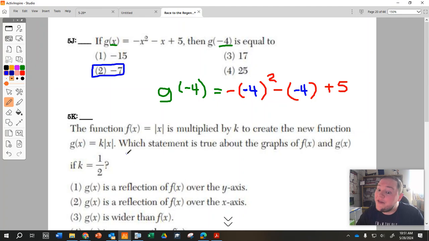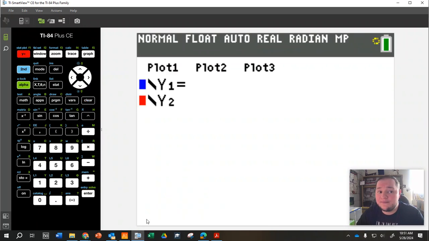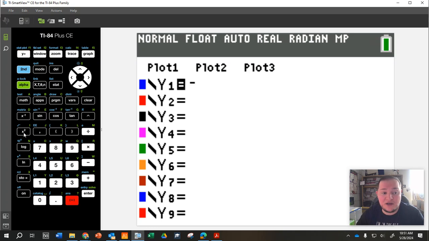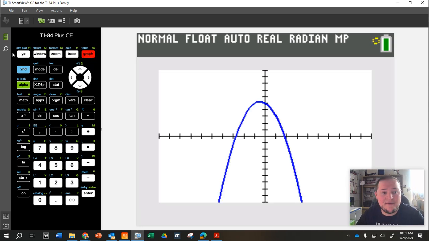Now, really quickly, the other way you could do this question, think about functions, input, output. They give you a function. I get negative x squared minus x plus 5. So if I go to my calculator, I'm going to click y equals. I'm going to type in the original function. Negative x squared minus x plus 5. Graph, there's your picture. I don't care about that very much.